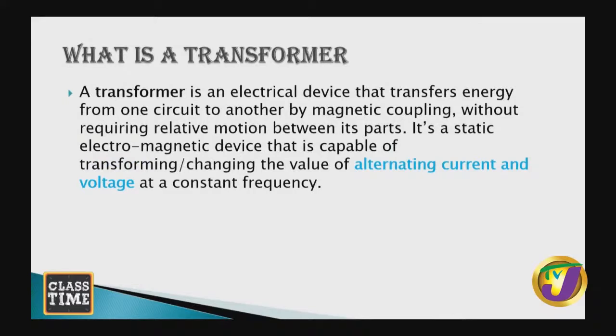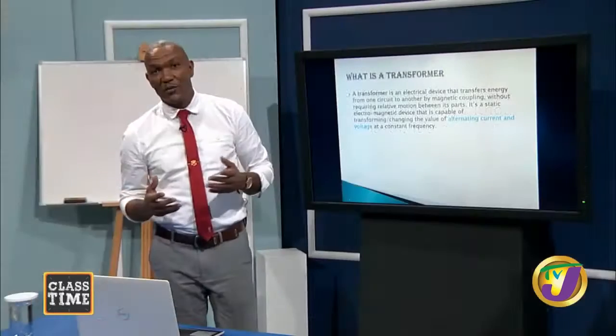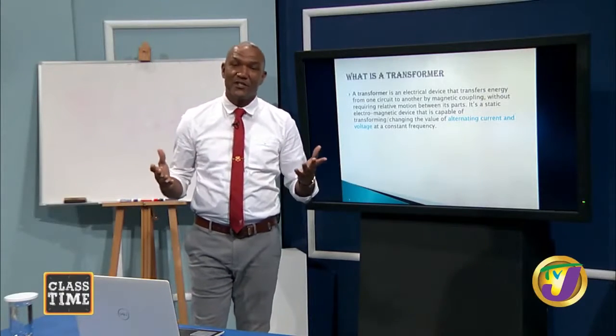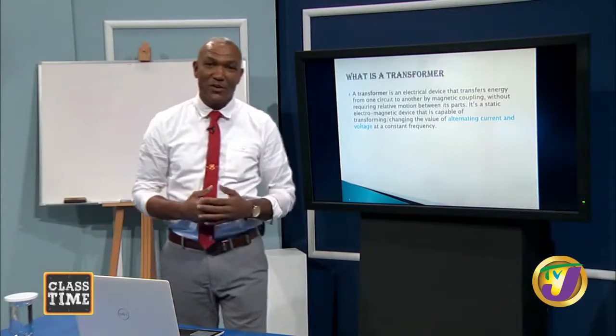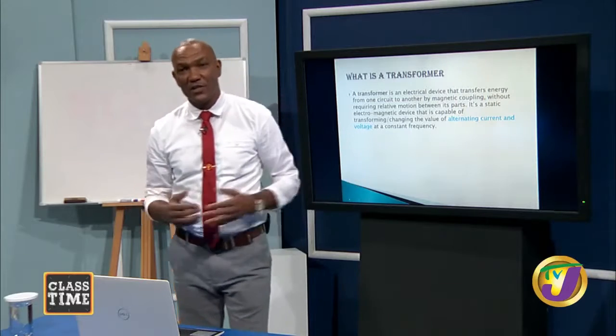It's a static electromagnetic device that is capable of transforming or changing the value of alternating current and voltage at a constant frequency. I happen to put this in a different color. The reason for this is, a lot of times students might just say a transformer is a device that steps up or steps down voltage, changes the value of voltage.